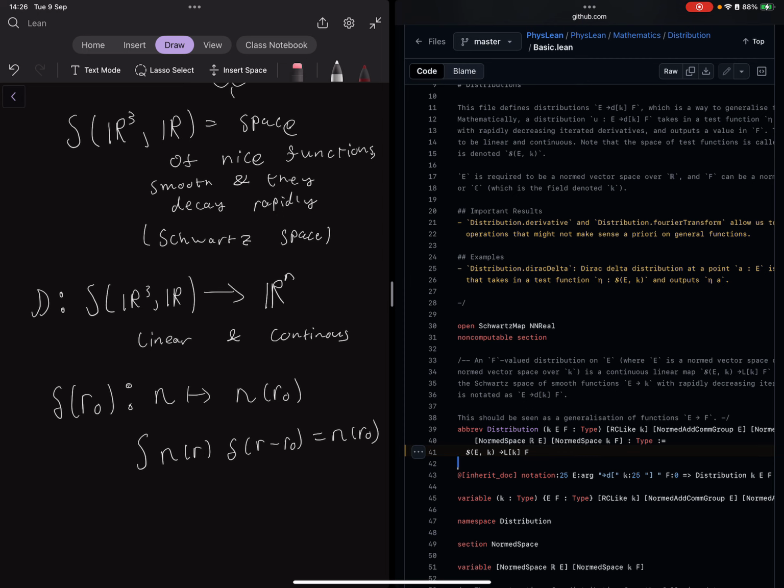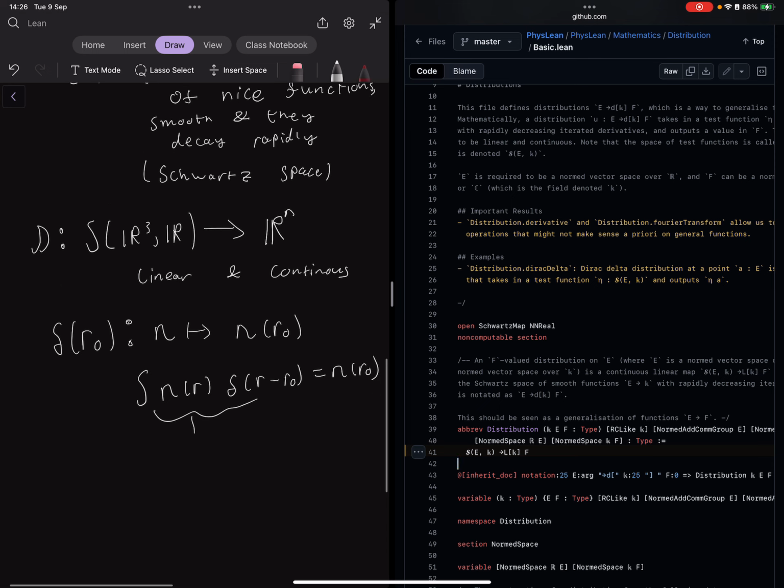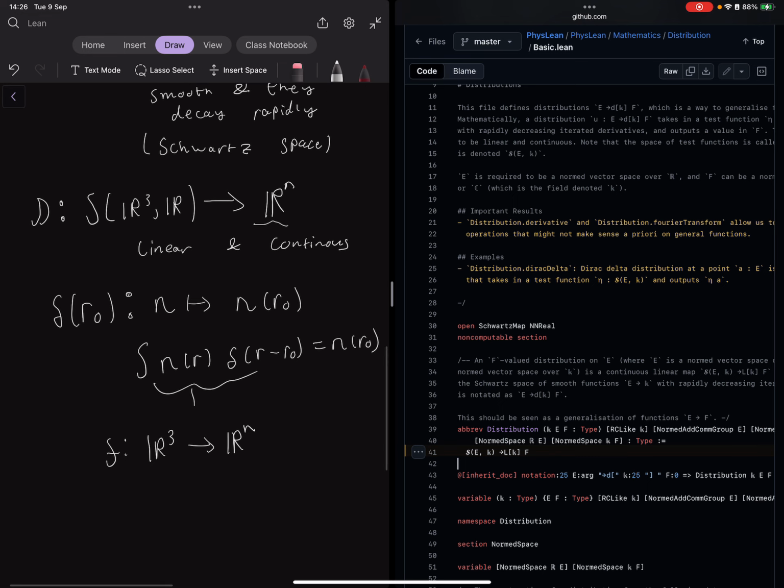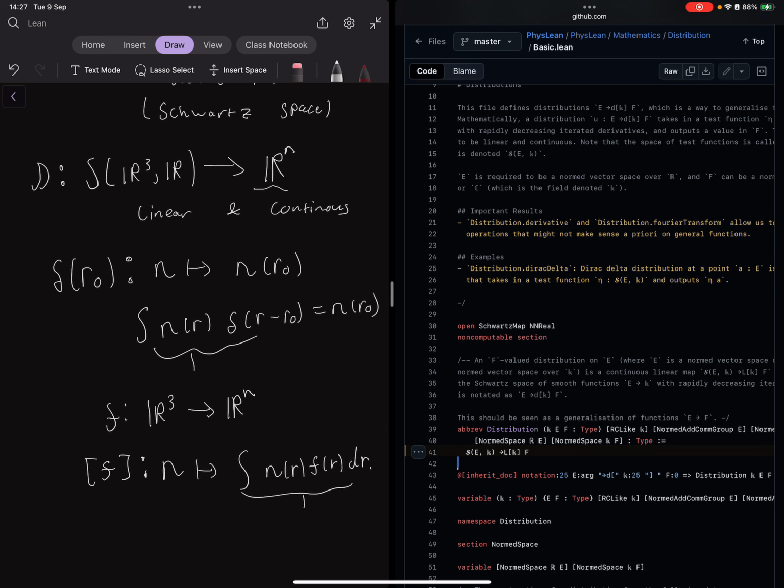But this is really just syntactical sugar. Really, you should think of this delta function as a map in its own right. Another type of distribution is if you are given a function from R^3 to R, well, let's say from R^n to R, let's say we're working in this setting here, then we can define the distribution, let me call it f with a box around it, that maps eta to the integral of eta(r) f(r). And this is really how you consider a function as a distribution.